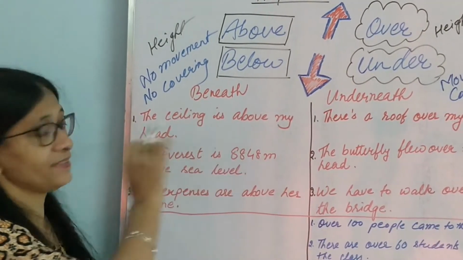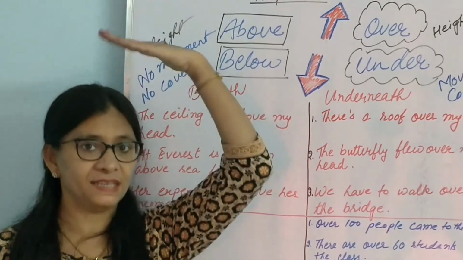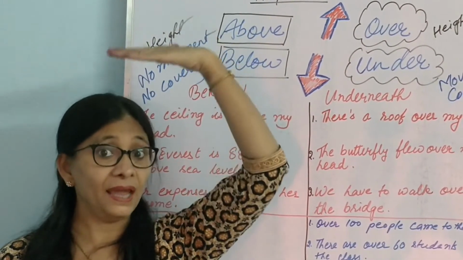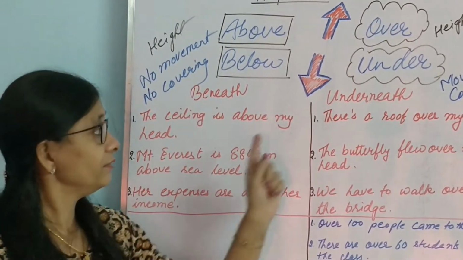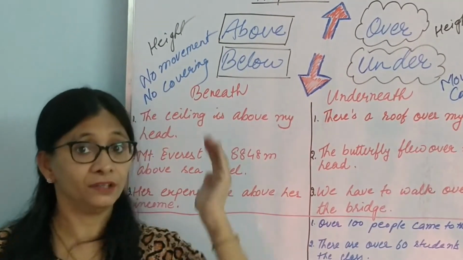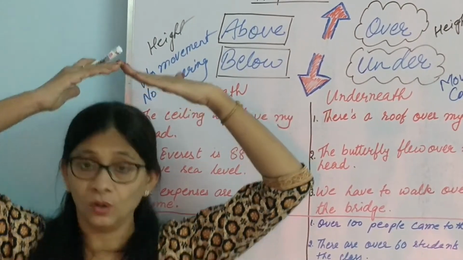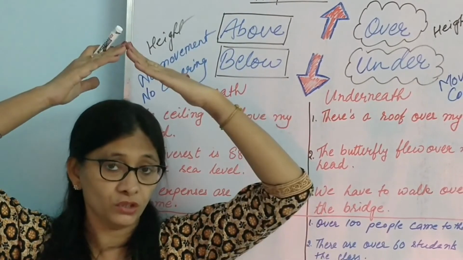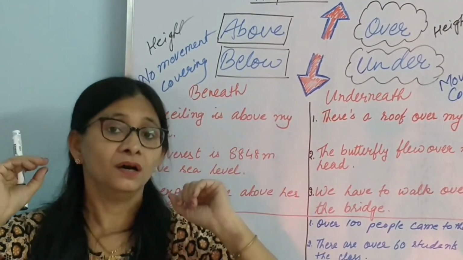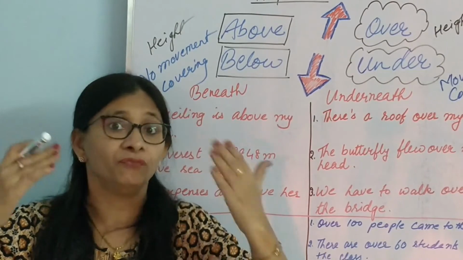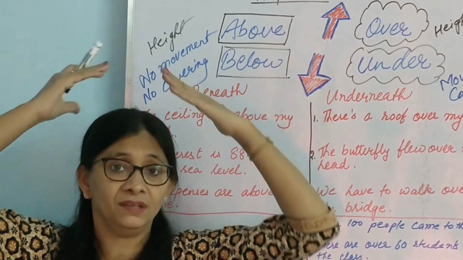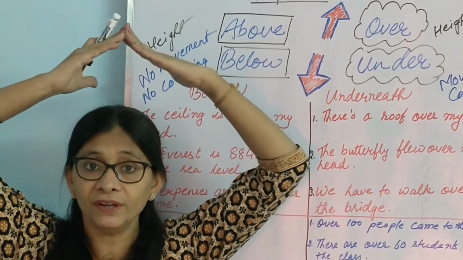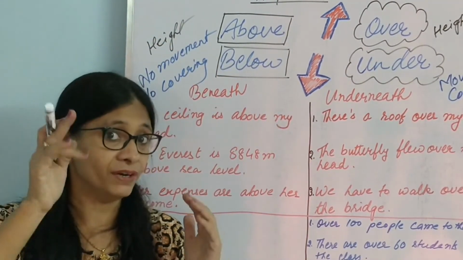The ceiling is above my head. The ceiling is not moving, so it is technically above my head. But there is a roof over my head. The roof is over my head. Why? The ceiling is above, but the roof is over. The roof is also static, you can say. But students, here it's kind of philosophical. The roof is over my head. It means it's affording me some sort of protection. It is covering me. So, over. Cover, over.